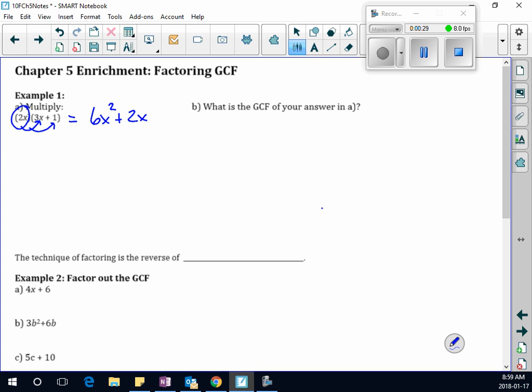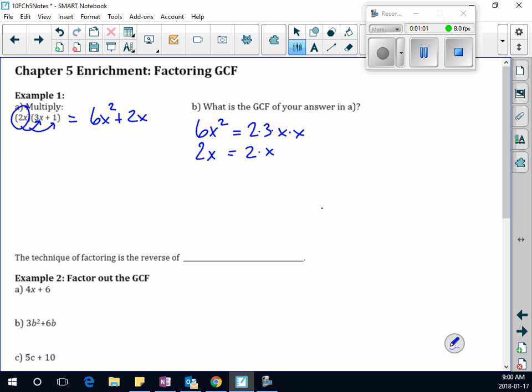And so my question to you is, what is the GCF of your answer in A? This might be a little bit harder for you to understand. Remember, GCF is the greatest common factor. So what can we see that's common to both? I'm just going to write out 6x squared and 2x separately, and I'm going to write it as factors. So 2 times 3 times x, and then you can see the 2 times x.